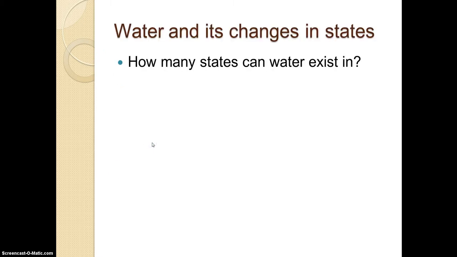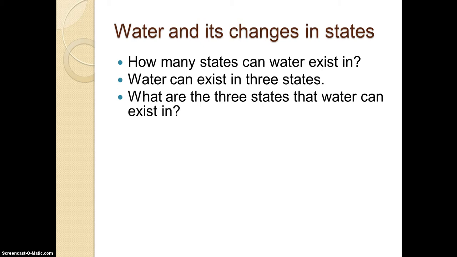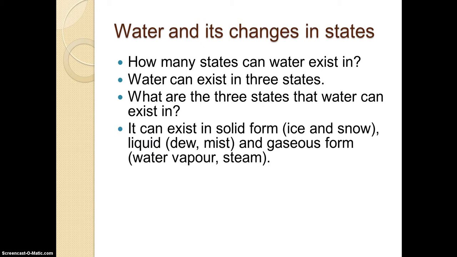How many states can water exist in? Water can exist in 3 states. What are the 3 states that water can exist in? It can exist in solid form, ice and snow, liquid, examples being dew or mist, and gaseous form, like water vapor or steam.